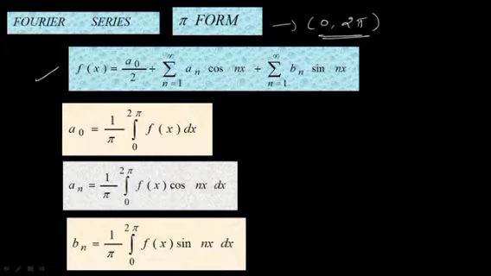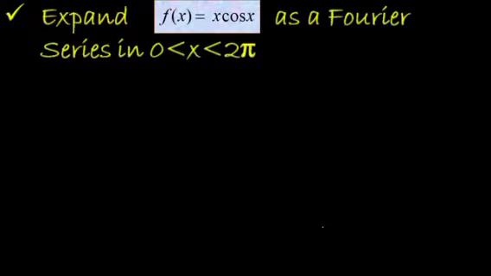So the general form of the Fourier series is f of x equal to a0 by 2 plus sigma n equal to 1 to infinity an cos nx plus sigma n equal to 1 to infinity bn sin nx. Here a0 is calculated using the formula 1 by pi integral 0 to 2 pi f of x dx, an is calculated using 1 by pi integral 0 to 2 pi f of x cos nx dx, and bn is calculated using 1 by pi integral 0 to 2 pi f of x sin nx dx. So with this short introduction, let me now enter into the problem.